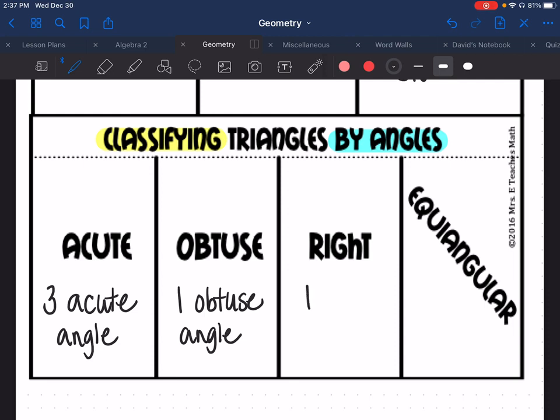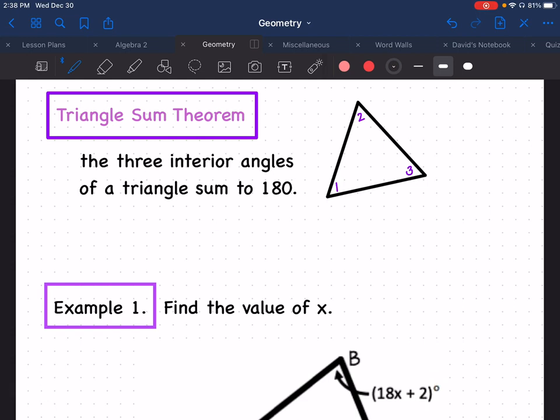For a right triangle, I have one right angle. And remember, a right angle is 90 degrees. A lot of times in geometry, I let you know that you have a right angle by using the box in the corner. And of course, we call a triangle equiangular when we have three congruent angles. We didn't talk about that on Alex, but just for your information, I call a triangle equiangular when it has three congruent angles. All right, let's go over the triangle sum theorem again.